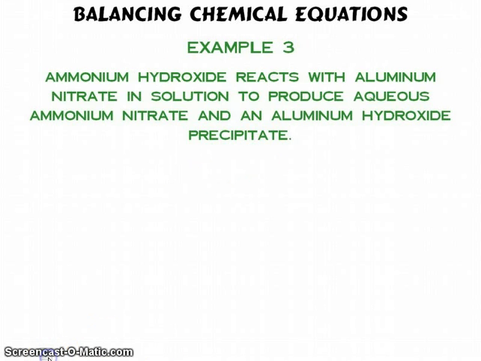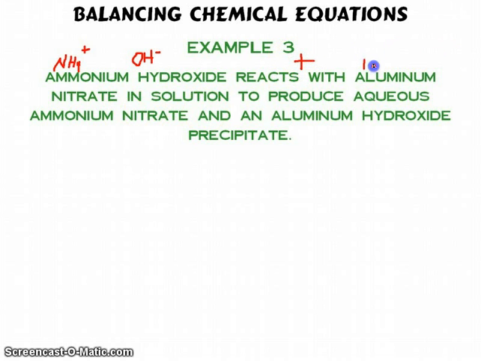mass. The next level that you'd be expected to do with these balancing chemical equations is to be able to translate from words into a reaction and then balance it. So as we're looking at this, I'm going to underline the things that we need to deal with. So when we do ammonium hydroxide, we need to know that ammonium is NH4 positive. We need to know that hydroxide is OH negative. Reacts with is going to tell me plus.